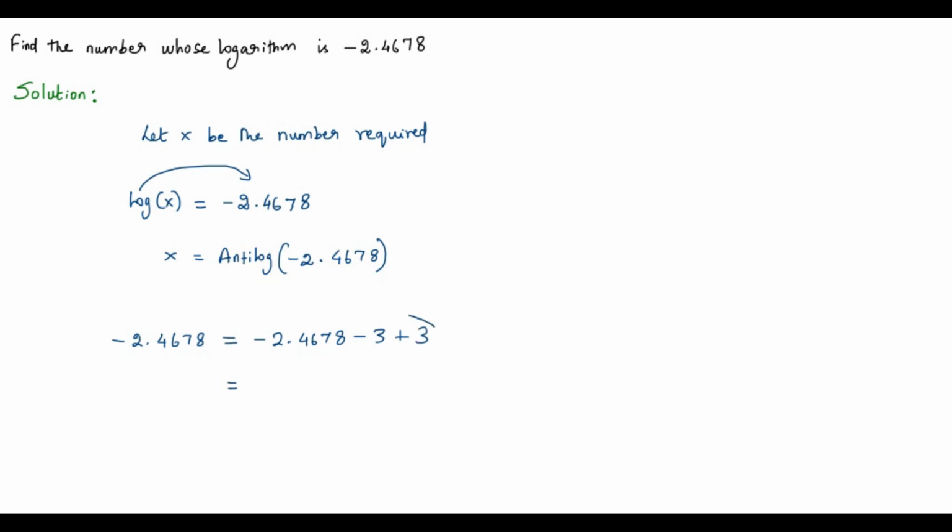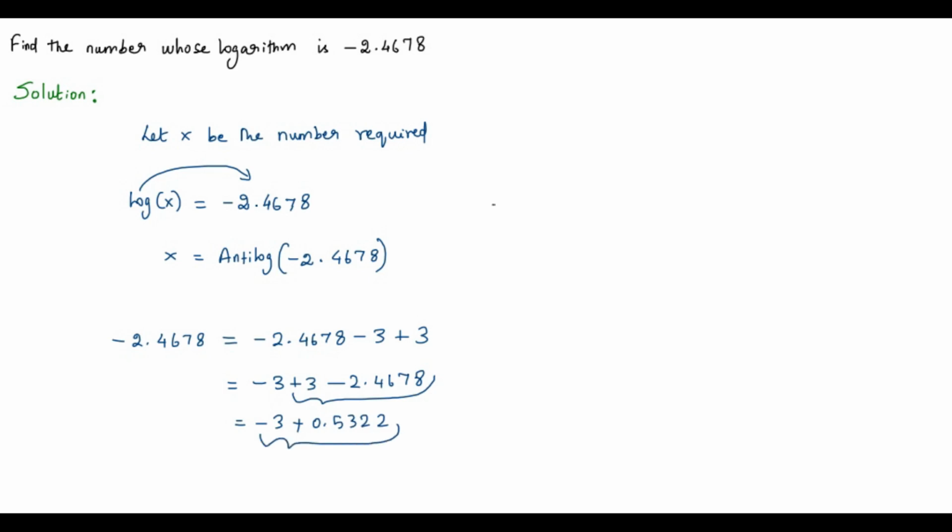In the next step, I am writing both negative 3 and positive 3 in front. So I get negative 3, positive 3, minus 2.4678. Okay, so now I have to simplify this. That is positive 3 minus 2.4678. I have to subtract 2.4678 from positive 3. When I do such subtraction, I get positive 0.5322.